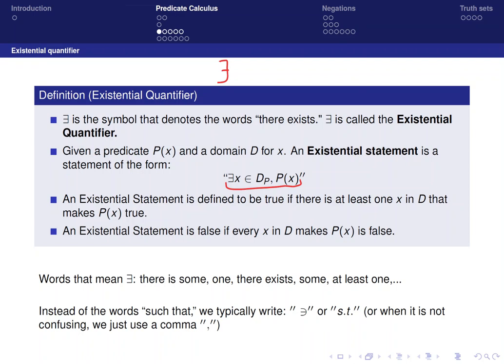In combination with the existential statement, you're going to see me often using this symbol. It's the backwards belongs to symbol. That symbol is going to represent the words "such that." Sometimes I'll also write "st" for such that, or when it's not confusing, we will use a comma, just like they did in the definition.